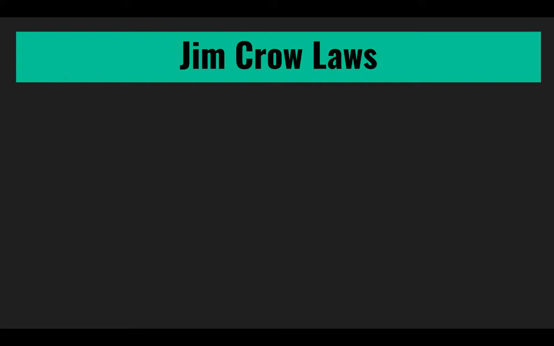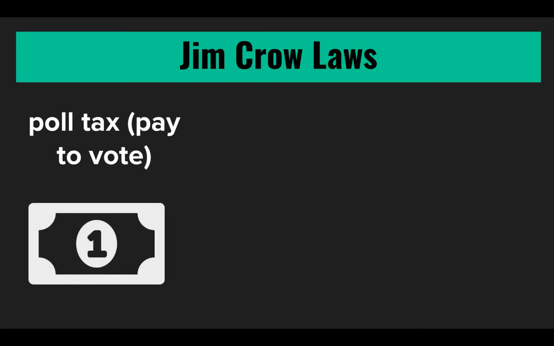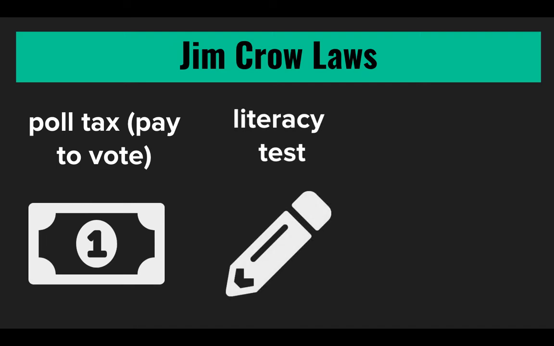All right, so a refresher. Last time you tuned in, we talked about Jim Crow laws. Jim Crow laws are laws that allowed segregation to exist in the South. So, for example, a poll tax, a fee to vote, a payment required before you voted, is an example of a Jim Crow law. Also, that literacy test.